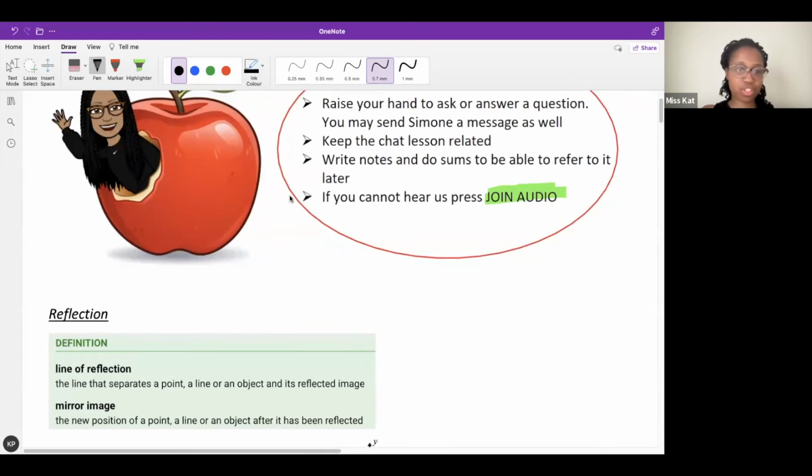Okay, we're doing reflection. What do you guys know about reflection? Where have you ever heard anything to do with reflection? Tell me. Yes, Chichi.